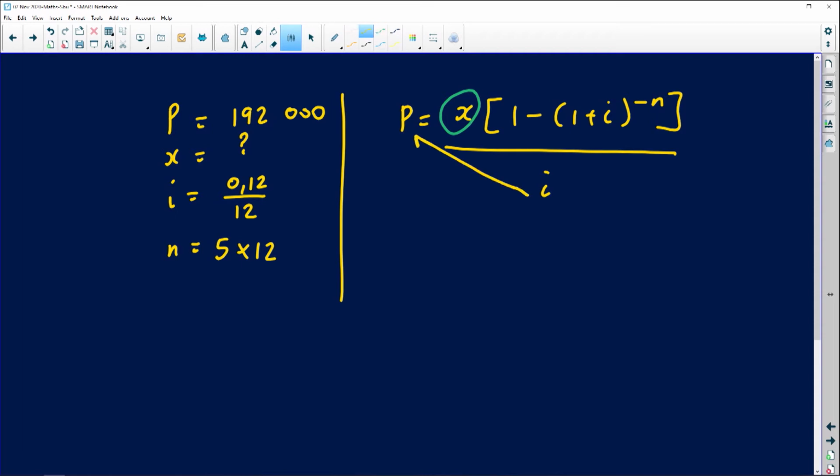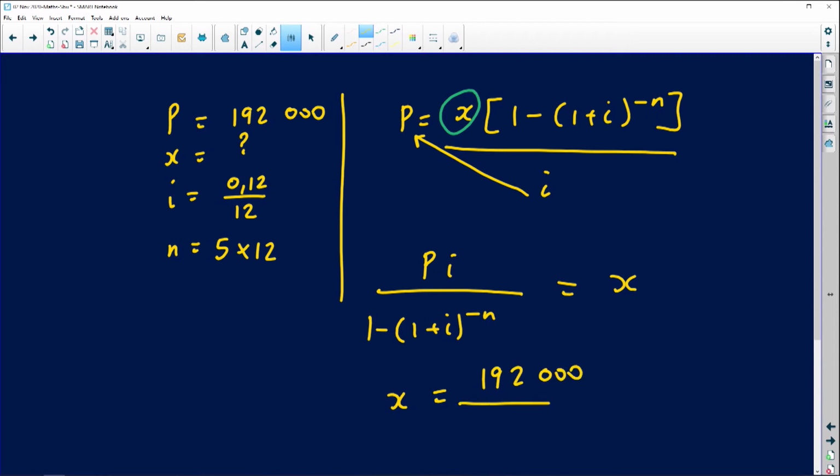Cross multiply the I. If you cross multiply the I, you get Pi, which is something awesome, divided by the square bracket. So that square bracket that you see here is going to come underneath here: 1 minus 1 plus I to the power of negative N, and this is just simply equal to X. So Pi over what you're looking at there is something that we can always work with. It is easy to compute because you're just going to type on your calculator once and avoid overtyping stuff.